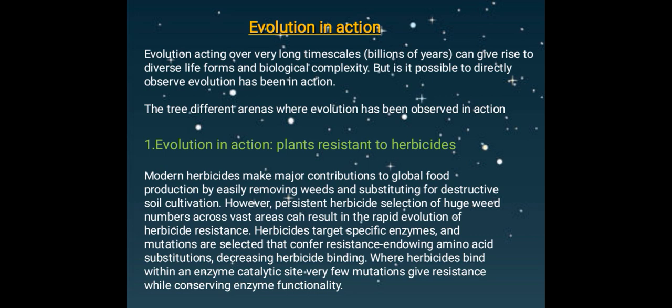Modern herbicides make major contributions to global food production by easily removing weeds and substituting for destructive soil cultivation. However, persistent herbicide selection of huge weed numbers across vast areas can result in the rapid evolution of herbicide resistance. Herbicides target specific enzymes, and mutations are selected that confer resistance through amino acid substitutions, decreasing herbicide binding. Where herbicides bind within an enzyme catalytic site, very few mutations are resistant while conserving enzyme functionality.